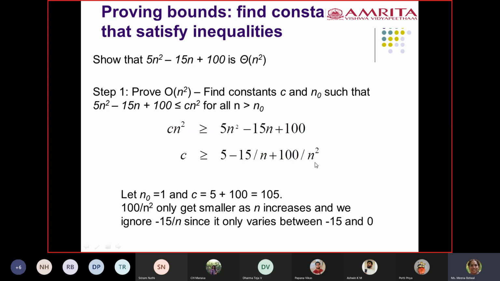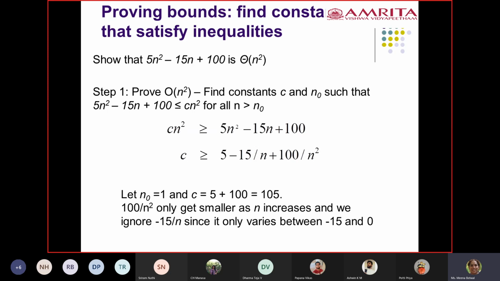So why we have written 105 here: the explanation is that 100 by n square only gets smaller as n increases, because it's the higher order term. To simplify how to find C, we said 100 by n square only gets smaller as n increases. And this is a negative term, we are going to ignore it because the value is going to be between minus 15 and 0. So we say that C can be equal to 105.